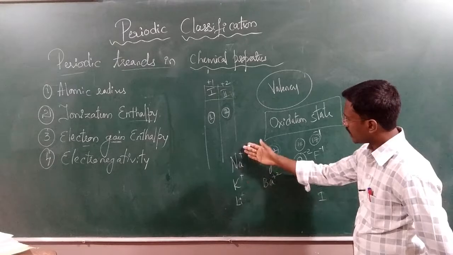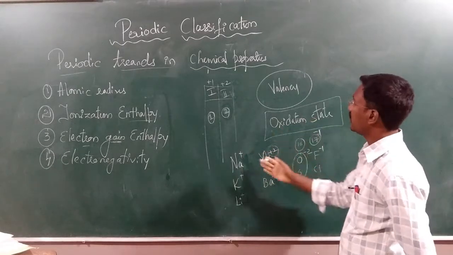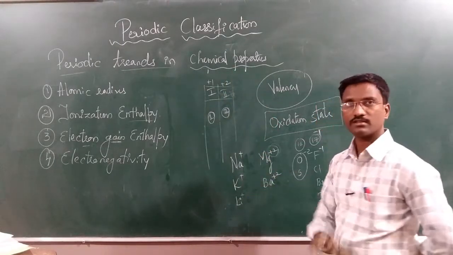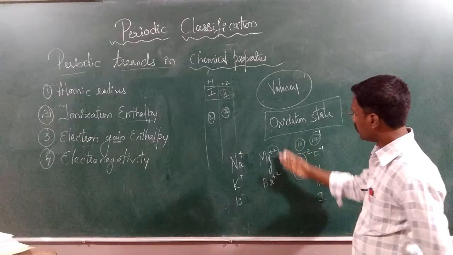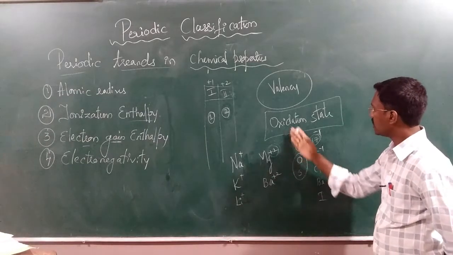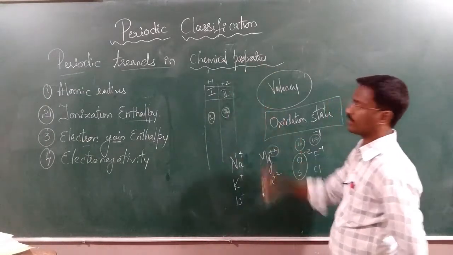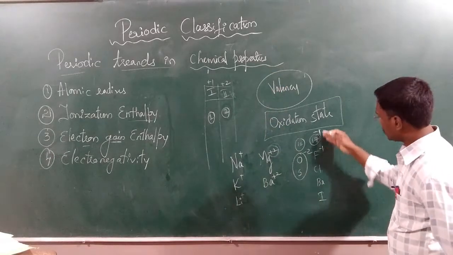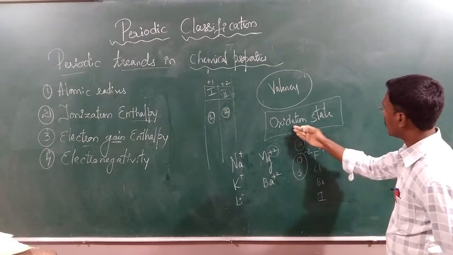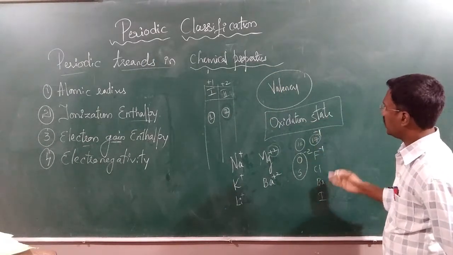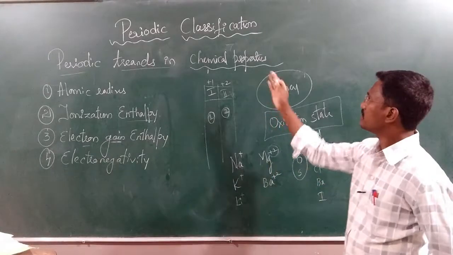The elements which have the same oxidation state undergo the same chemical properties. Is it clear? It means that Mg and Ba have the same oxidation state. They belong to the same group, and for that reason they have the same chemical properties. Similarly, the group 17 elements have the same oxidation state, hence they are going to undergo the same chemical properties.